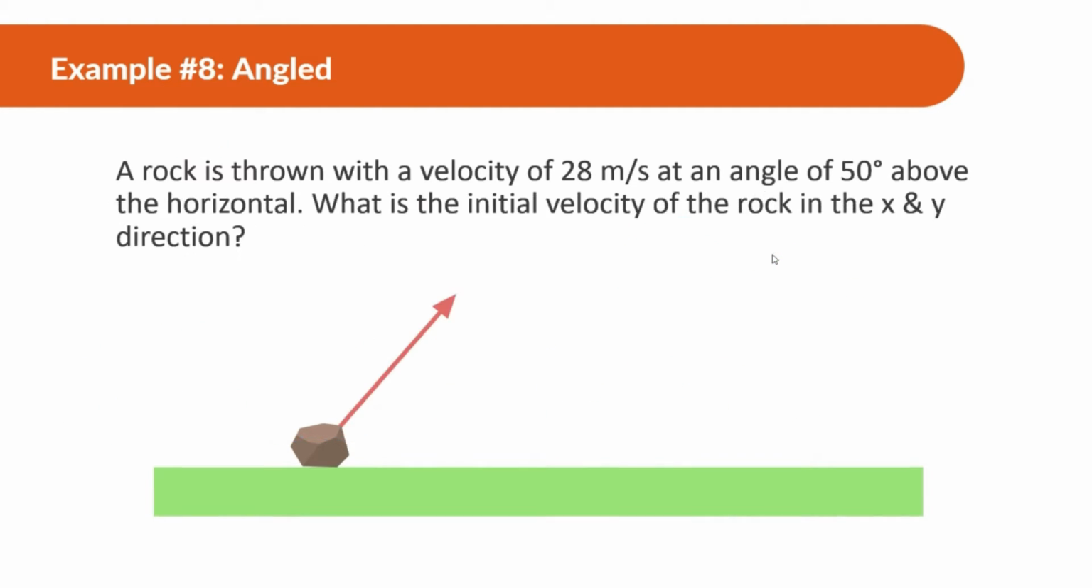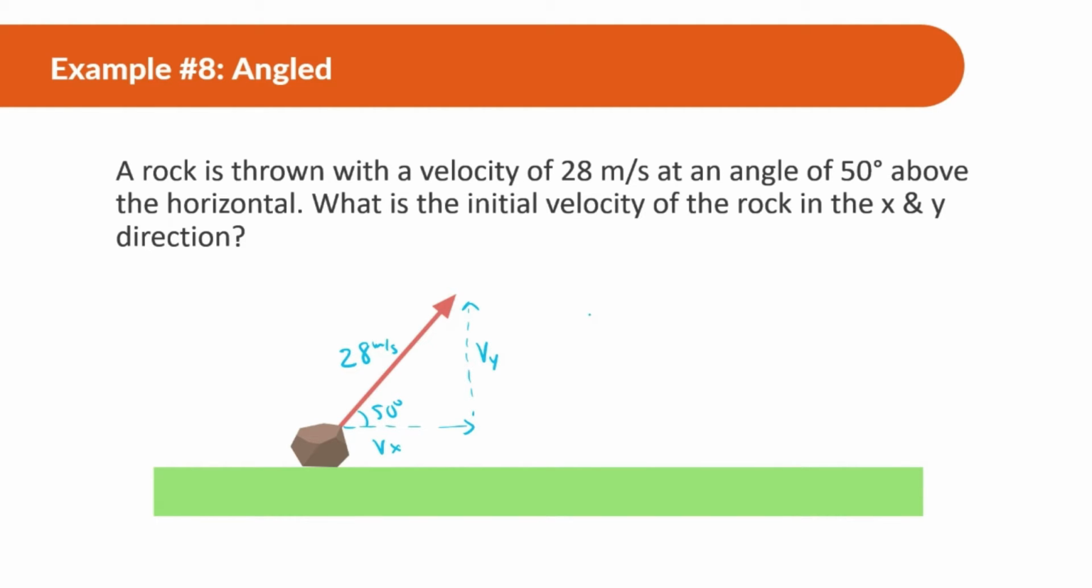Moving on. A rock is thrown with a velocity of 28 meters per second and an angle of 50 degrees above the horizontal. What is the initial velocity of the rock in the x and y direction? Since I did the last one, I would highly suggest you pause this and try this one on your own, but I'm going to start working on it. The hypotenuse is 28 meters per second. This angle here is 50 degrees. And we're looking for the velocity in the y and the velocity in the x.